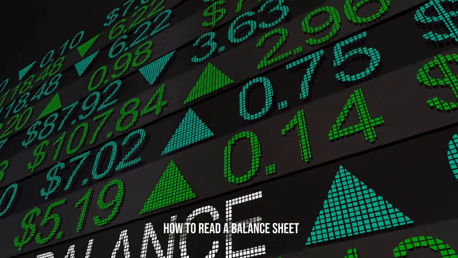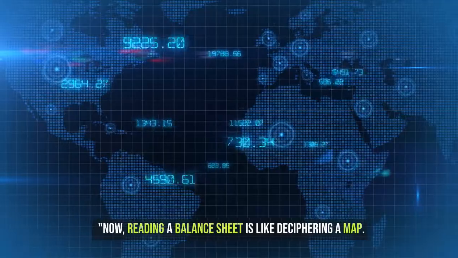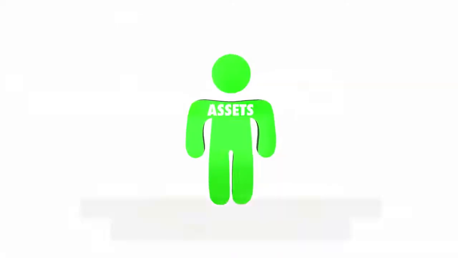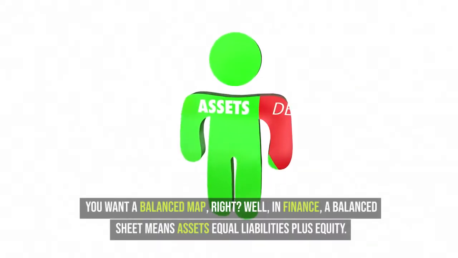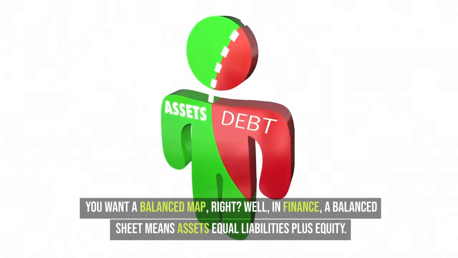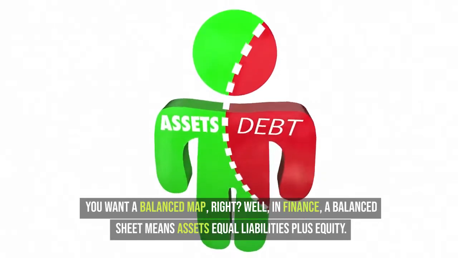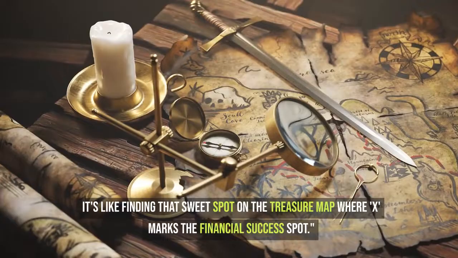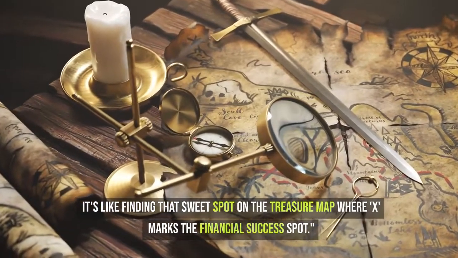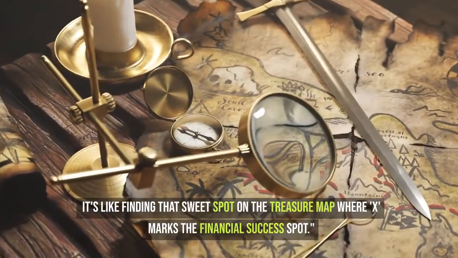How to read a balance sheet. Now, reading a balance sheet is like deciphering a map. You want a balanced map, right? Well, in finance, a balanced sheet means assets equal liabilities plus equity. It's like finding that sweet spot on the treasure map where X marks the financial success spot.